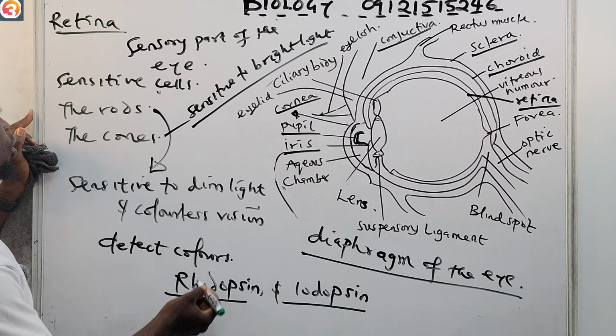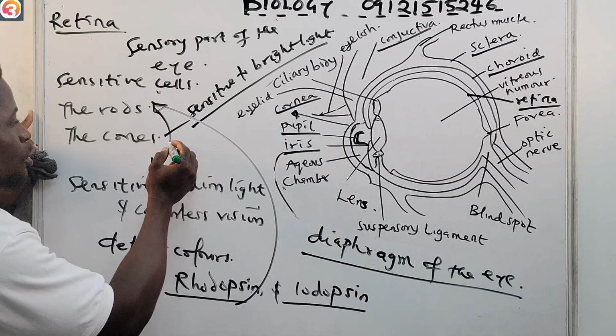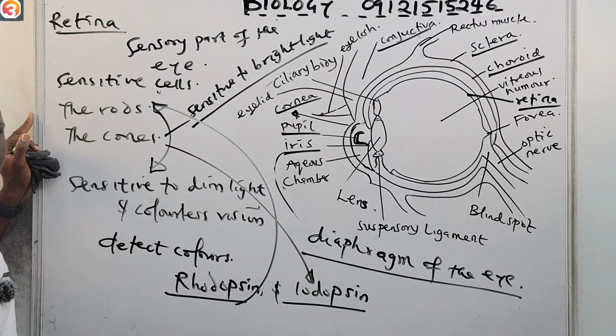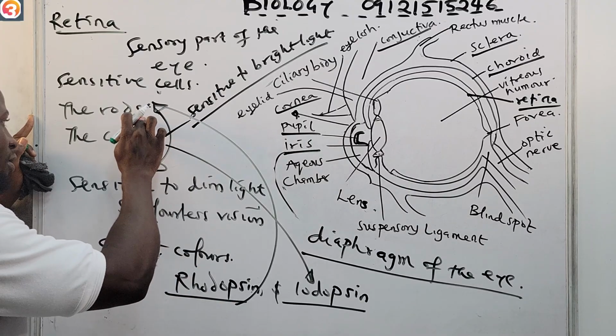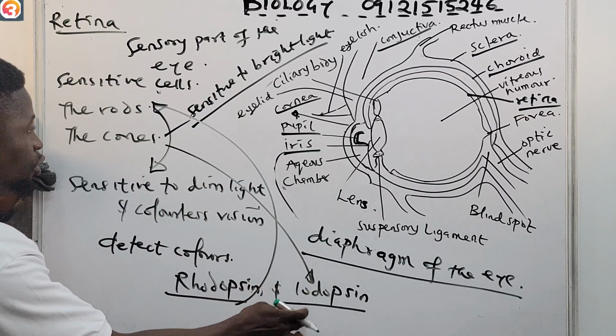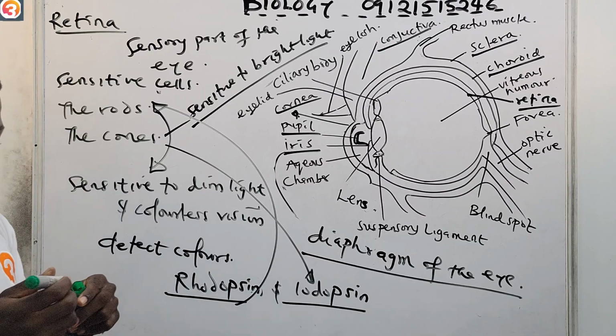So in the rods, you find the rhodopsin. In the cones, you find the iodopsin. Please take note of that. So the rhodopsin is found in the rods, and the iodopsin is found in the cones. Please take note of that.